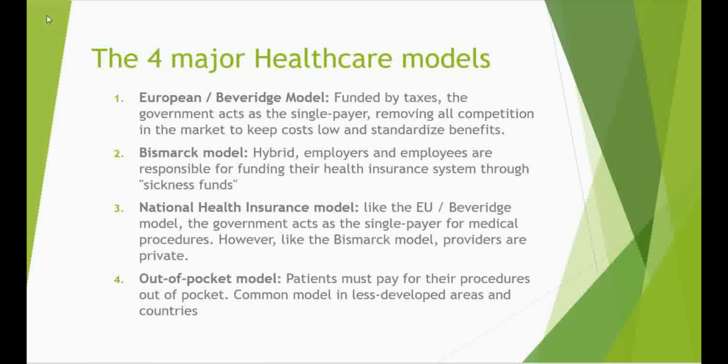Now let's move on to the 4 major healthcare models. There are many, I would say, hybrid models in between, but for the most part, when we talk about healthcare and insurance models, really, we talk about these 4 main types. So the first one is the European model, also called the Beveridge model, which is funded by taxes, by public taxes. So the government acts as the single payer, removing all competition in the market to keep costs low and standardize benefits. This is the model throughout the European Union, in most European Union countries.